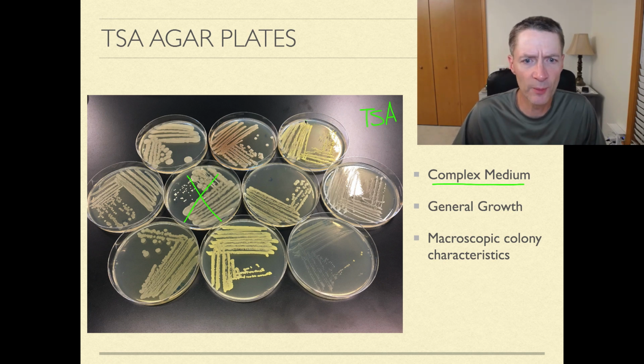Also up here I see some off-white colonies mixed in with these off-yellow colonies. So I'd want to do a little more work with my streak plating to get a pure culture.